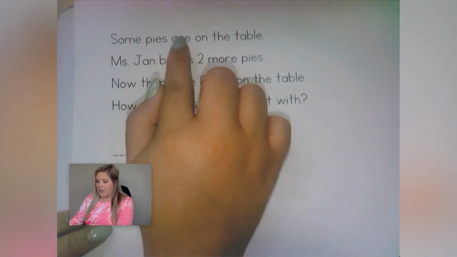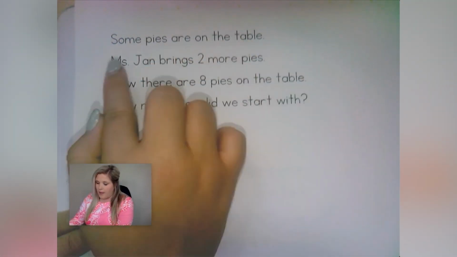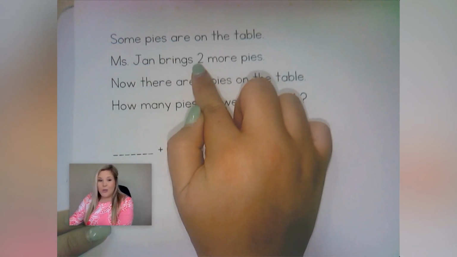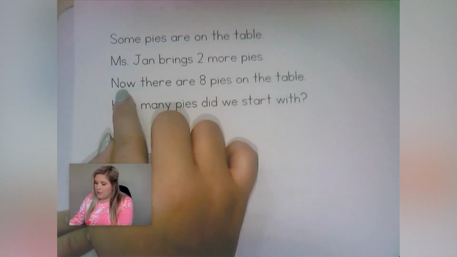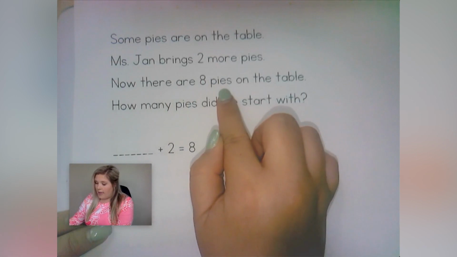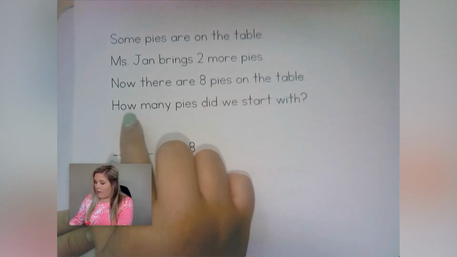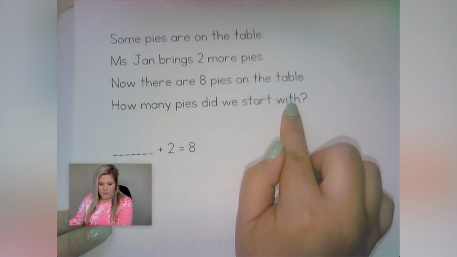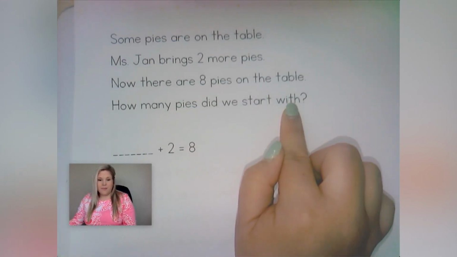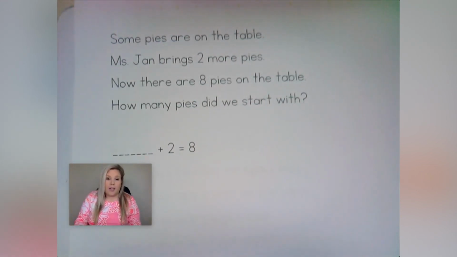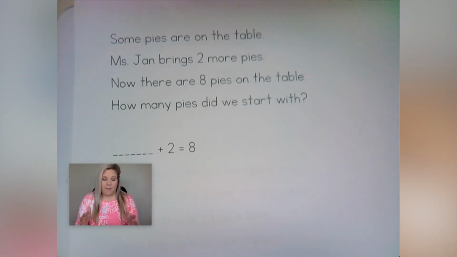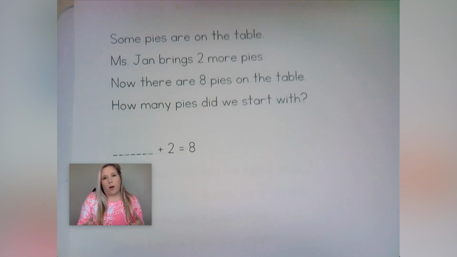Some pies are on the table. Miss Jan brings 2 more pies. Now there are 8 pies on the table. How many pies did we start with? Remember, we're looking for that missing number. We're going to go back into the problem, and I want you to think about if we are going to solve this problem in a different way than we solved the last one.